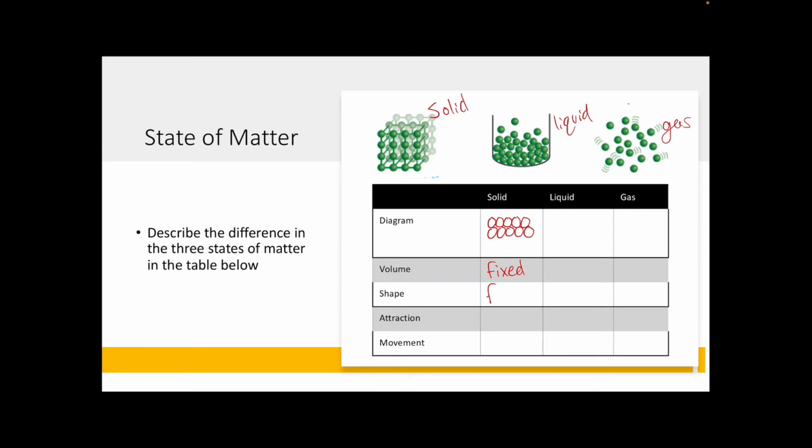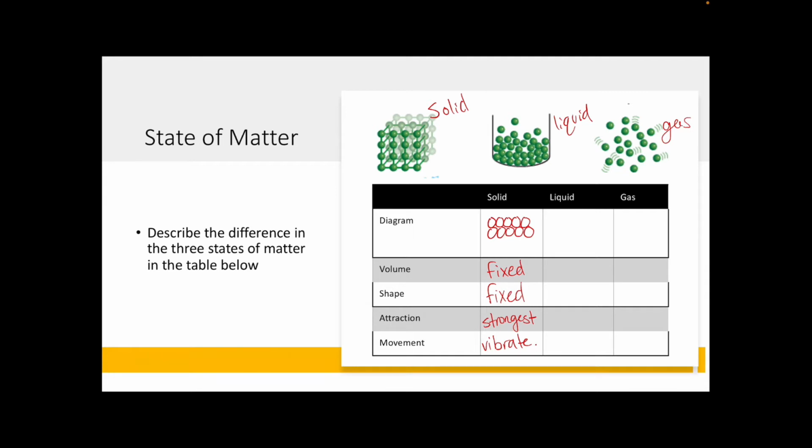Same with the shape. It is also fixed because you can't just change the shape of your desk unless you add to it or take it away. It doesn't just flow and move freely. Attraction, it is the strongest. Remember, these particles are very close together, and that is what makes them a solid. And finally, movement, we mentioned it on the last slide. You would say it's a vibration.